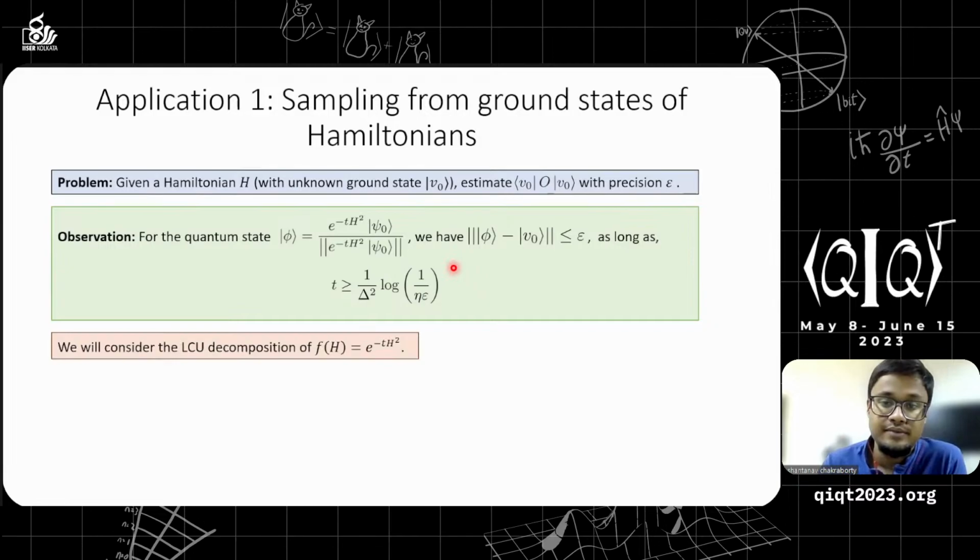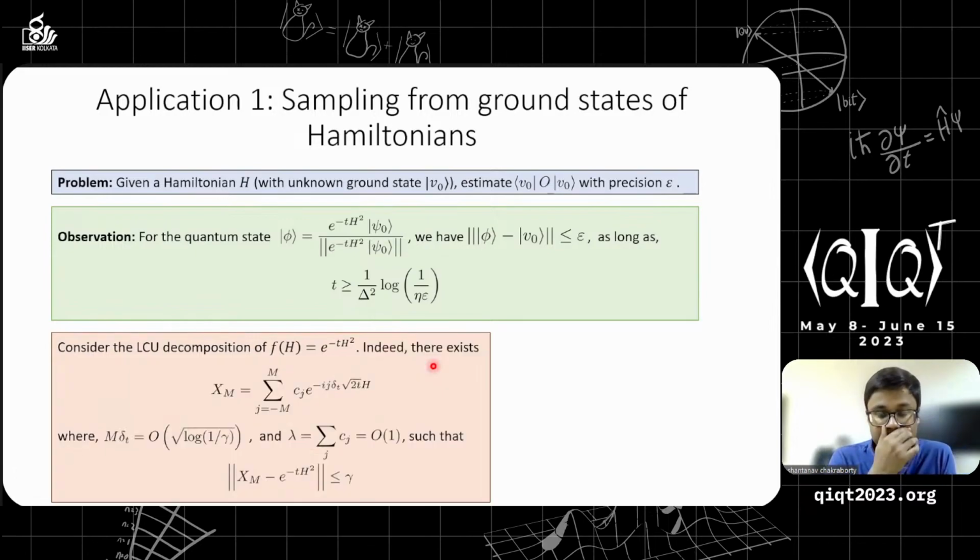Well, there indeed exists an LCU decomposition of this function, and the way we derive it is not important. What is important is that there exists an LCU decomposition of this function, and the unitaries here are time evolution operators. And the lambda term, which is the sum of these weights, is a constant. You can prove that. And the maximum time evolution of the Hamiltonian is proportional to the square root of t. So if the t that you need is 1 over delta square, you would only need to evolve the Hamiltonian for 1 over delta time.